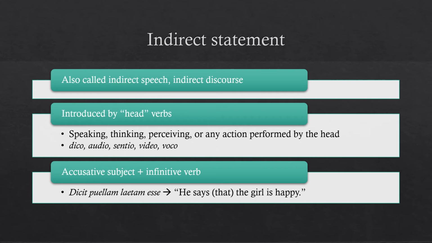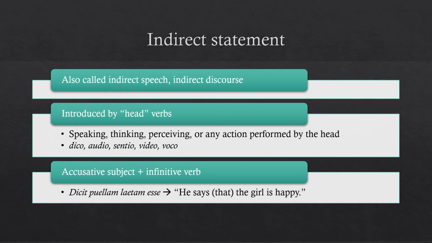So what do indirect statements look like in Latin? Indirect statements in Latin are introduced by what I like to call head verbs. These are verbs of speaking, thinking, perceiving, or basically any action that can be performed by the head. These include dico, audio, sentio, video, and voco. Anytime you see a head verb, you should expect an indirect statement, which has its subject in the accusative and its verb in the infinitive.